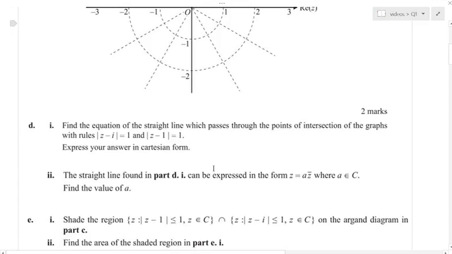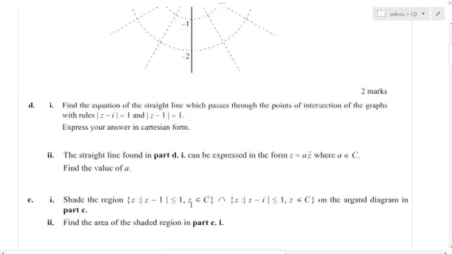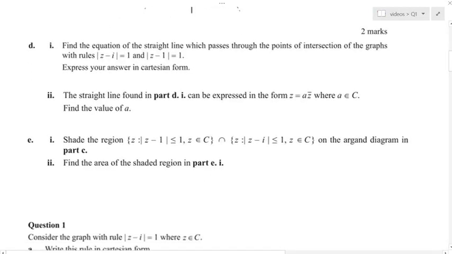D2 is a question which could be termed a little bit tricky, because here you see something which is non-routine. And part E, again, you got two graphs, but this time you got two regions here. It says that the length of the vector from 1 to z is always less than 1, and likewise in the other expression as well.